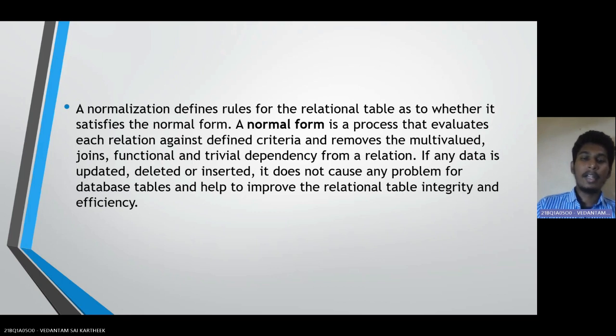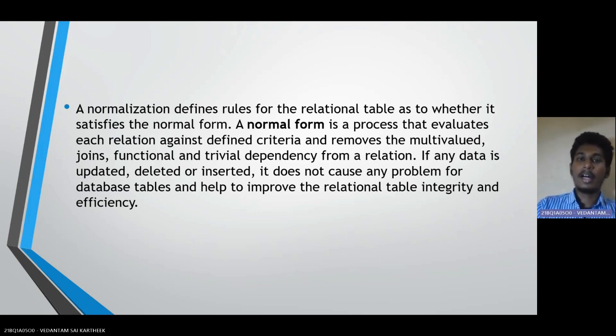If any data is updated, deleted, or inserted, it does not cause any problem for database tables, and it helps to improve the relational database's integrity and efficiency. So by using normalization, we can perform operations like, as we discussed, updation, deletion, and insertion easily, so that the relation table maintains its integrity and efficiency. The main aim of this normalization is to remove the data redundancy.